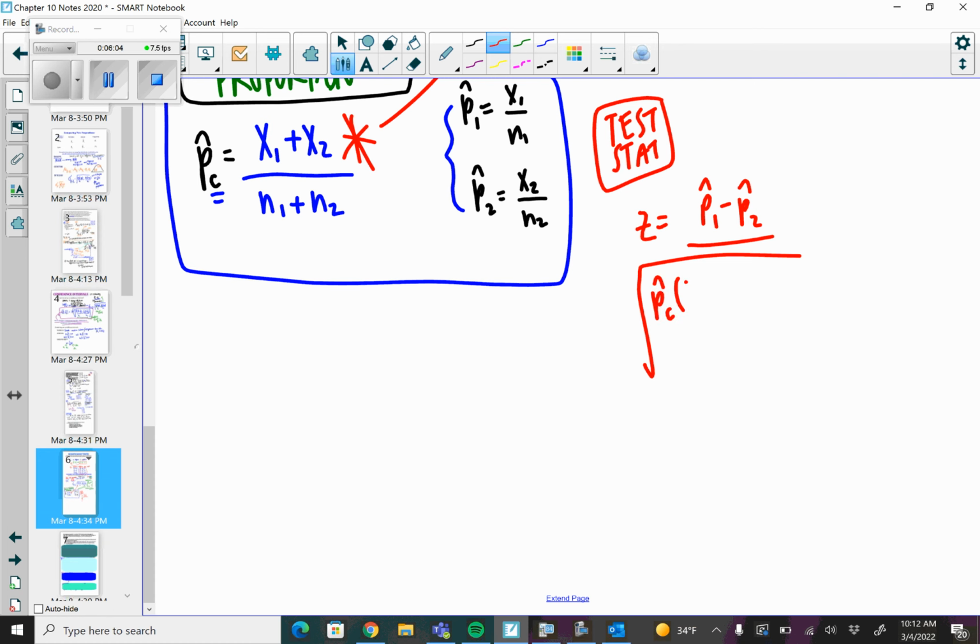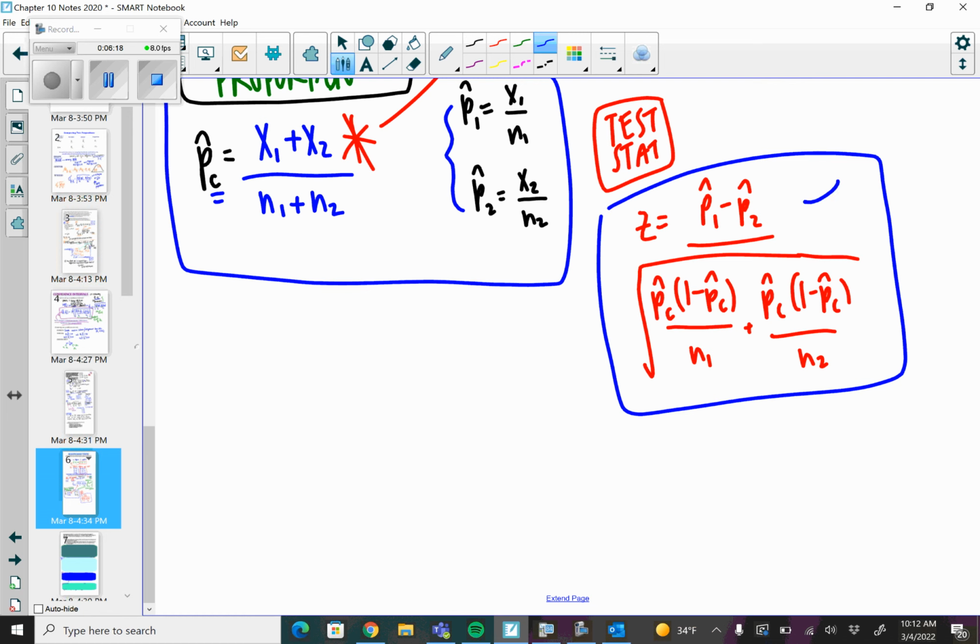p hat C times 1 minus p hat C all over n1 plus p hat C times 1 minus p hat C all over n2. This is our test statistic. It tells us how far from our parameter our statistic is.